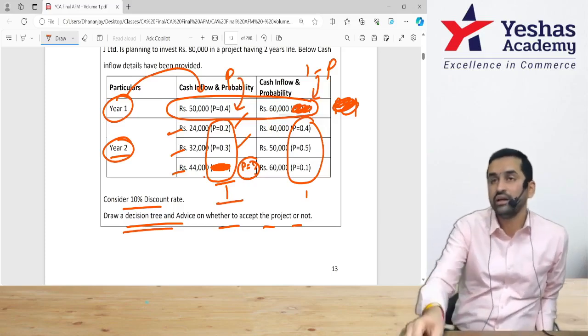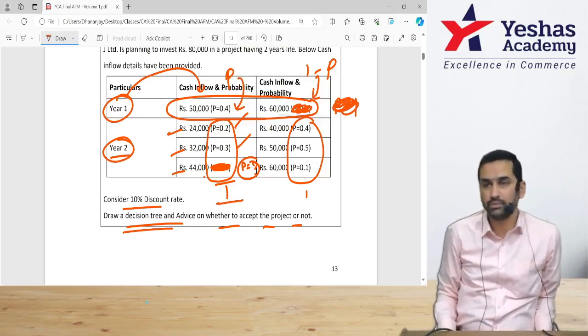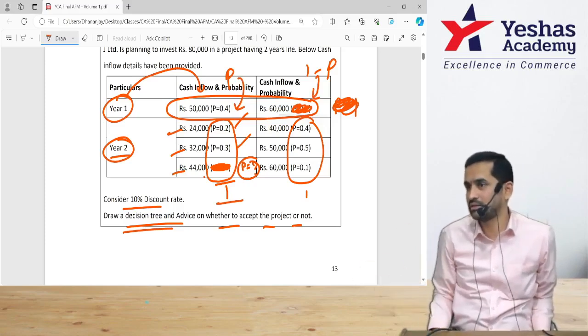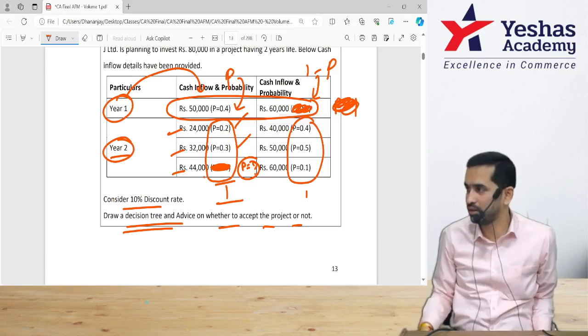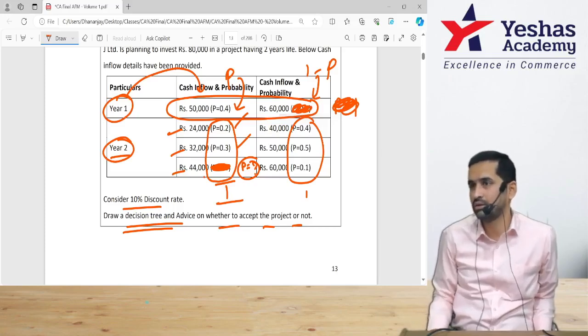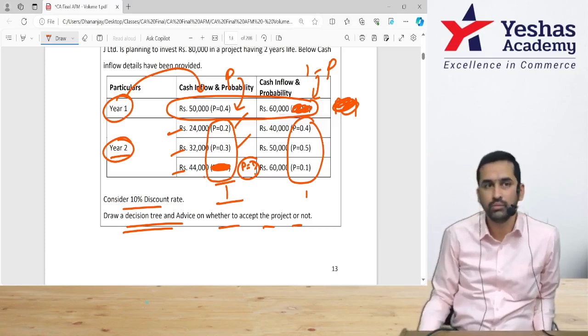It is like saying chances of head is 0.5. Then you should understand that chances of tail when you toss a coin should be 1 minus P, which is 1 minus 0.5, that is equal to 0.5.